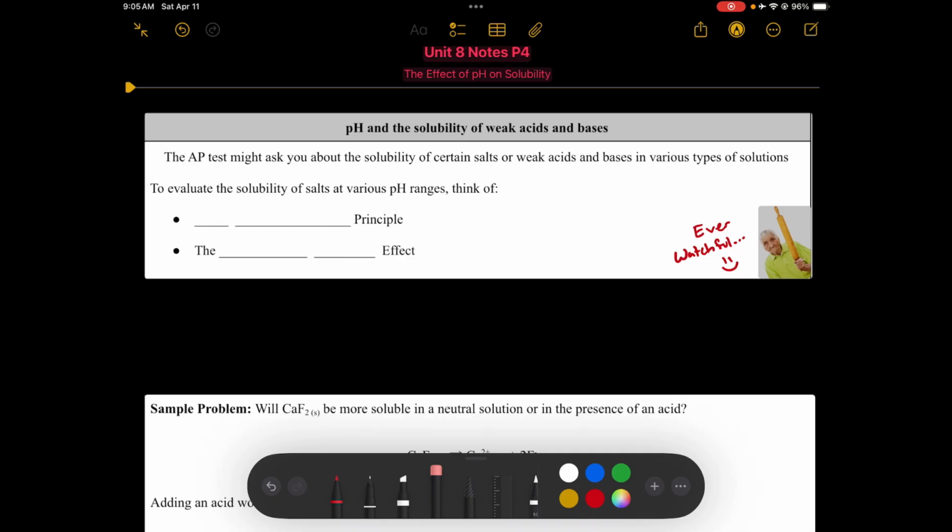The AP test may ask you about the solubility of salts. You know that they're going to ask you about solubility in some capacity because we spend a lot of time with Ksp and ICE tables and all of that. But sometimes they ask, okay, this salt, is it going to have an increased solubility in an acidic solution or a basic solution, or some variation of will this salt's solubility increase or decrease in the presence of X thing? So when you're considering the solubility of acids and bases and different salts, you have to think about the same two things we always think about with solubility, which is Le Chatelier's principle and the common ion effect.